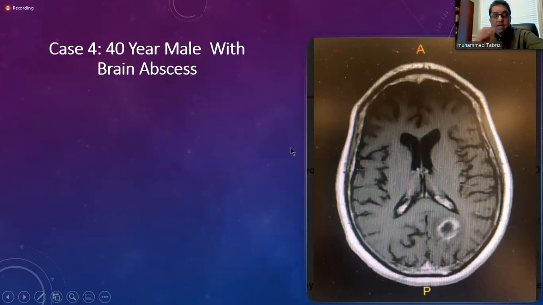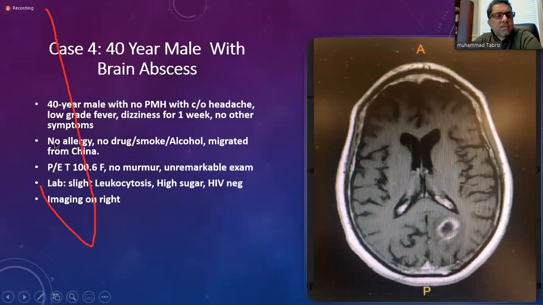I don't know if I'll have much time, but I just want to make you aware of this particular organism. So this is a 40-year-old male who came with headache, no previous medical history, and high leukocyte count, high sugar. Patient was HIV negative. This patient looks like this kind of structure in the brain.